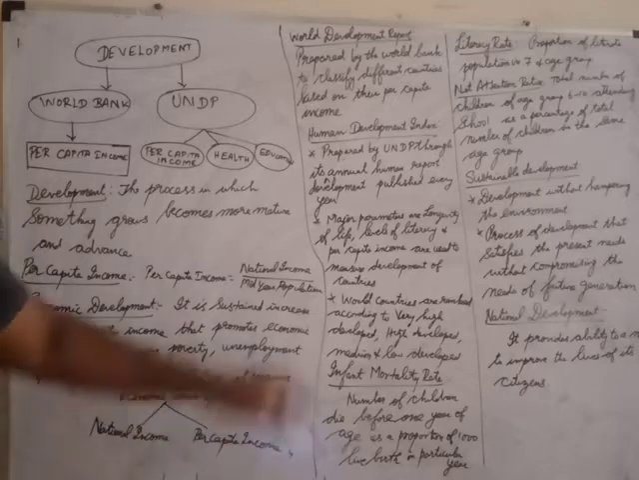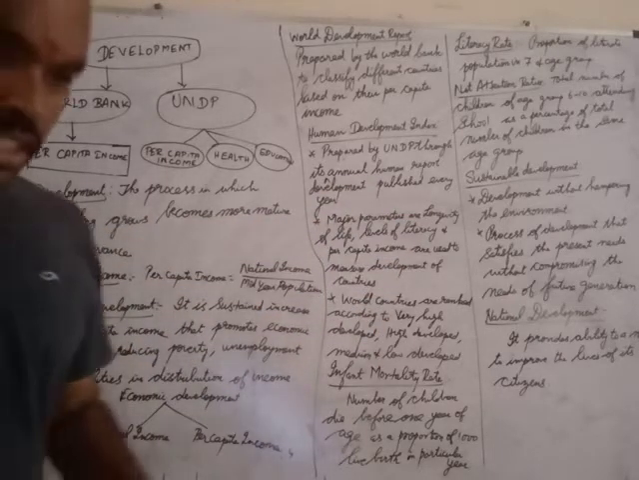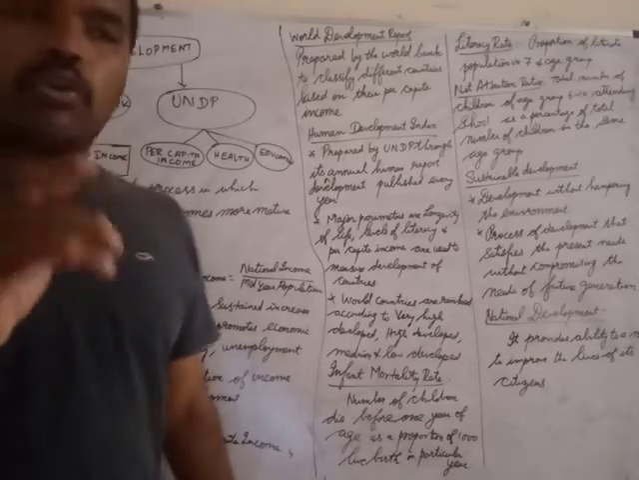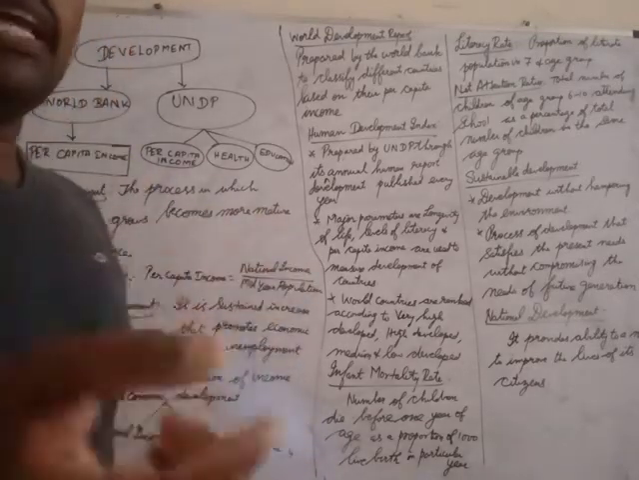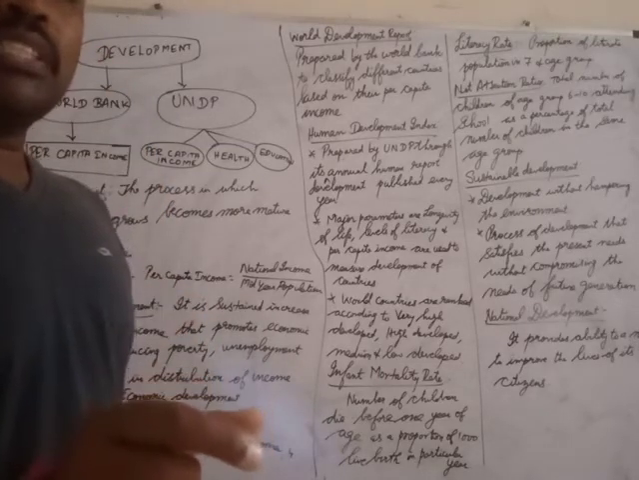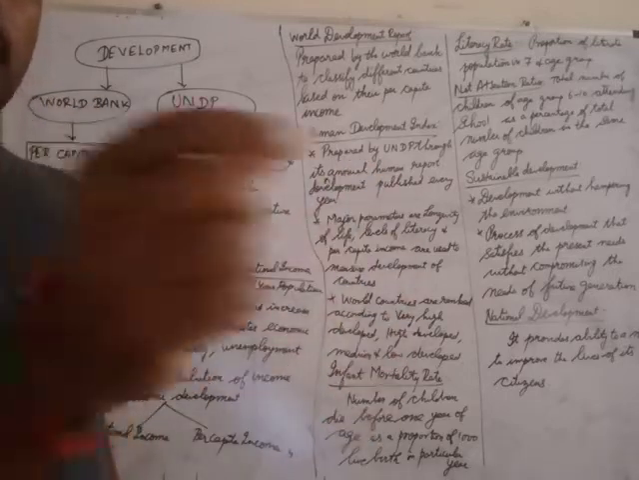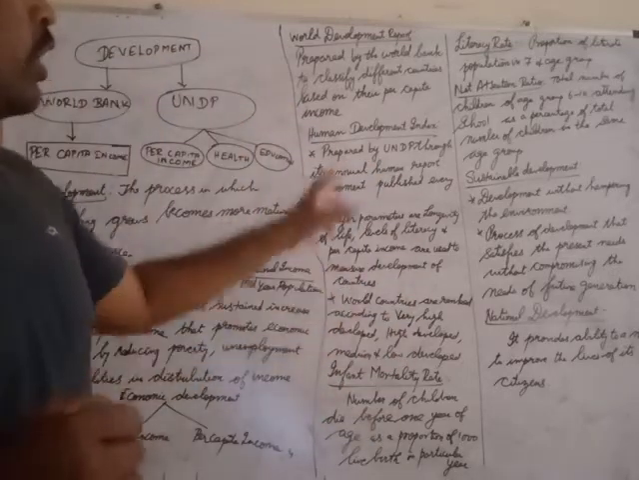Okay. Then Human Development Index. What do you mean by Human Development Index? The Human Development Index is prepared by UNDP through its annual Human Development Report published every year. That is, this report will be prepared by UNDP. Already I have communicated that. UNDP means United Nations Development Program. What do they deal with? They will be preparing the annual Human Development Report.